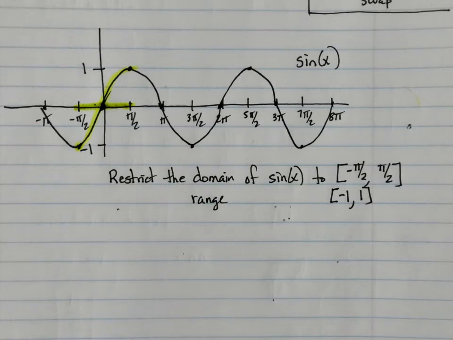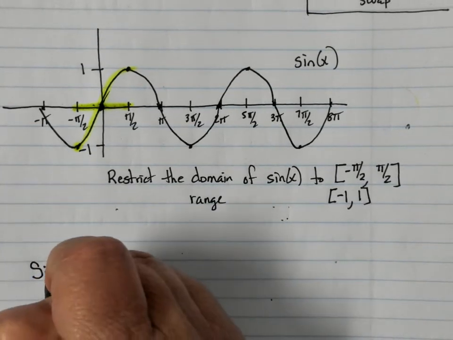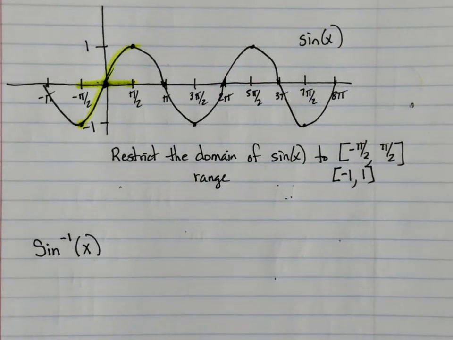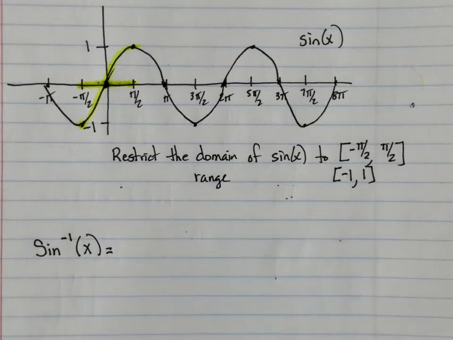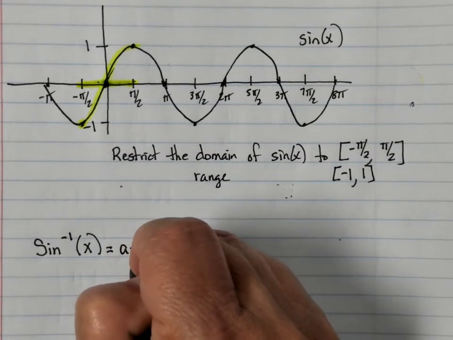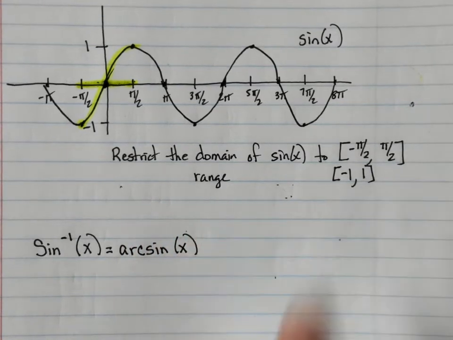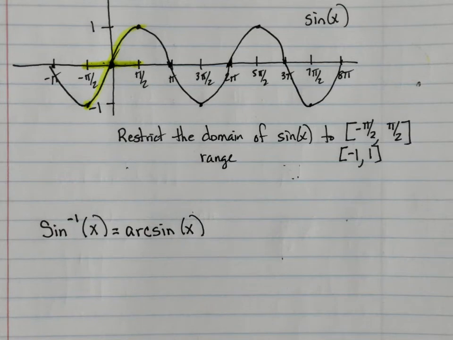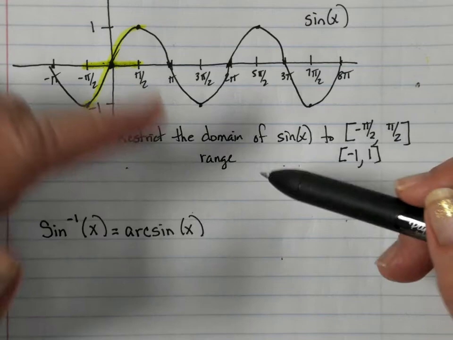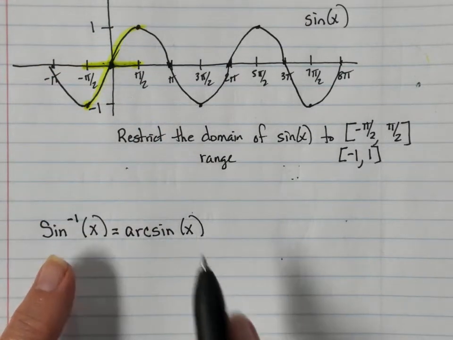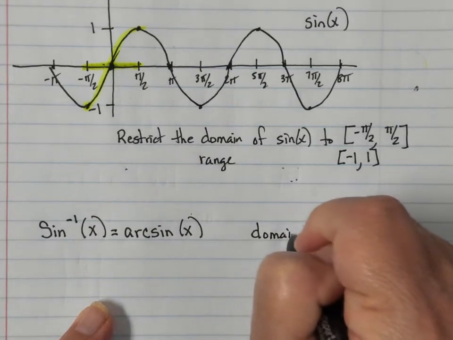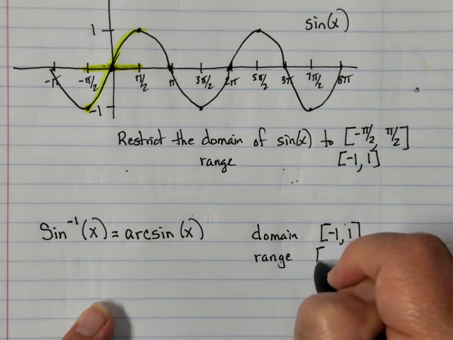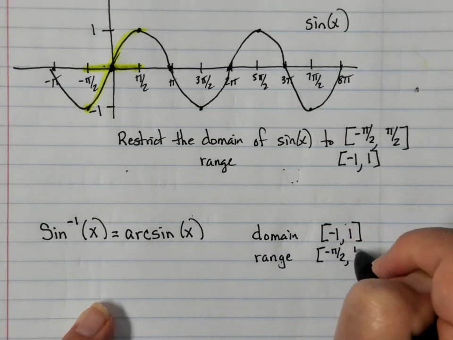So then our inverse sine function, which we write like this, sine, and then there's a negative 1, and then an x. So this is the inverse sine x. And it also goes by another name, and that is arc sine. So these are synonyms. So inverse sine, arc sine, same thing. So remember, in inverse functions, your domain and your range swap. So for the inverse sine or the arc sine, the domain would be negative 1 to 1, and the range would be negative pi over 2 to pi over 2.